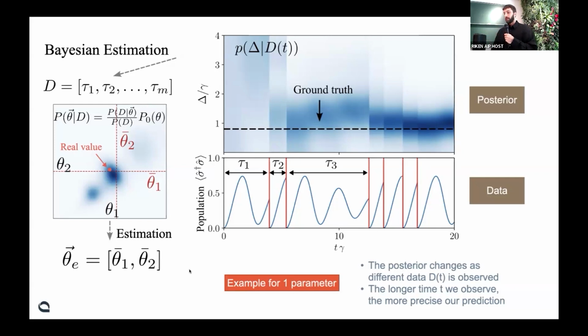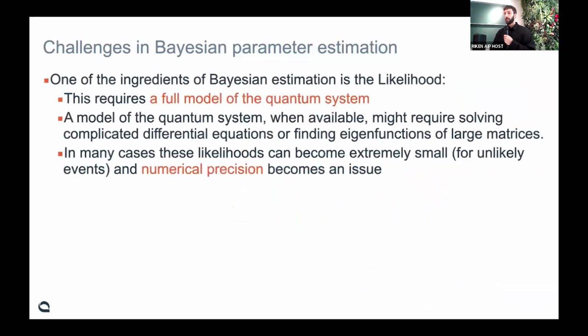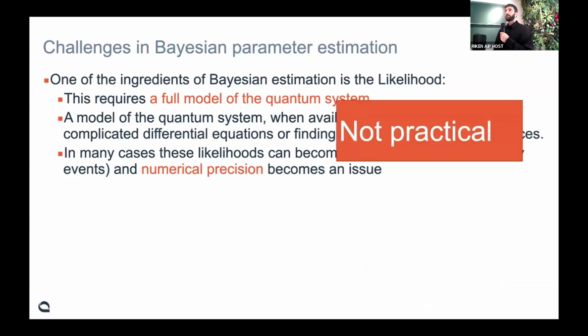Bayesian approaches become more expensive, and so this is one of the challenges in Bayesian parameter estimation. First of all, I need a likelihood, so I need to be able to compute what the likelihood is. And for this, when it comes to a quantum system, I need to be able to model my quantum system accurately in order to get the likelihood. This is often not possible. And this probability distribution of my data depends on what I know about the system. So this is sometimes not practical in the real world.